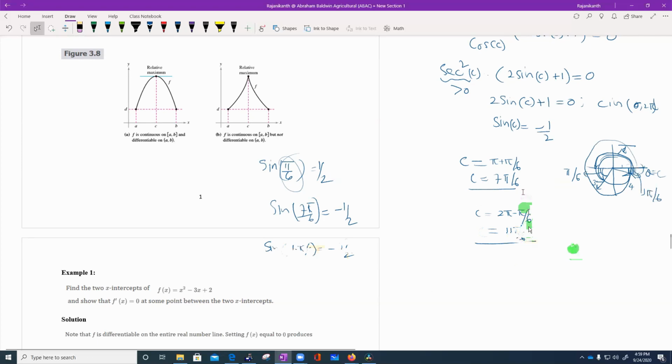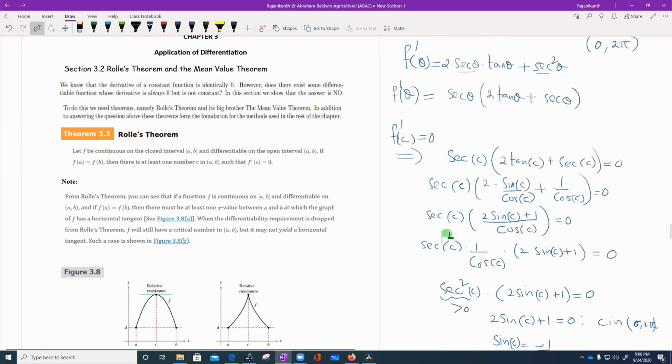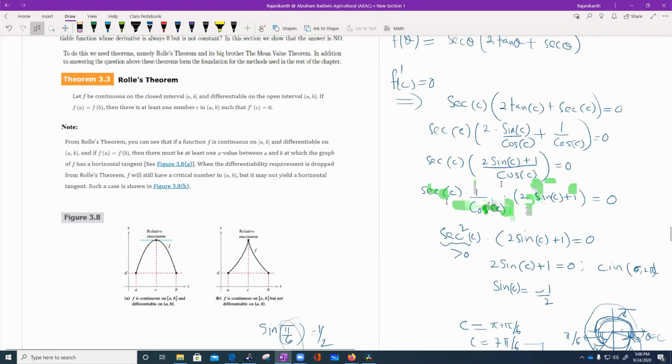So I found the two c values. Yes, these two are going to be in my interval 0 to 2 pi because I'm looking at my unit circle. So these are the two critical values I have in that interval. Okay, anything else? Do you find any other point? Remember my f prime c is here, right? Do you find any undefined point? I think I find the undefined points, right?